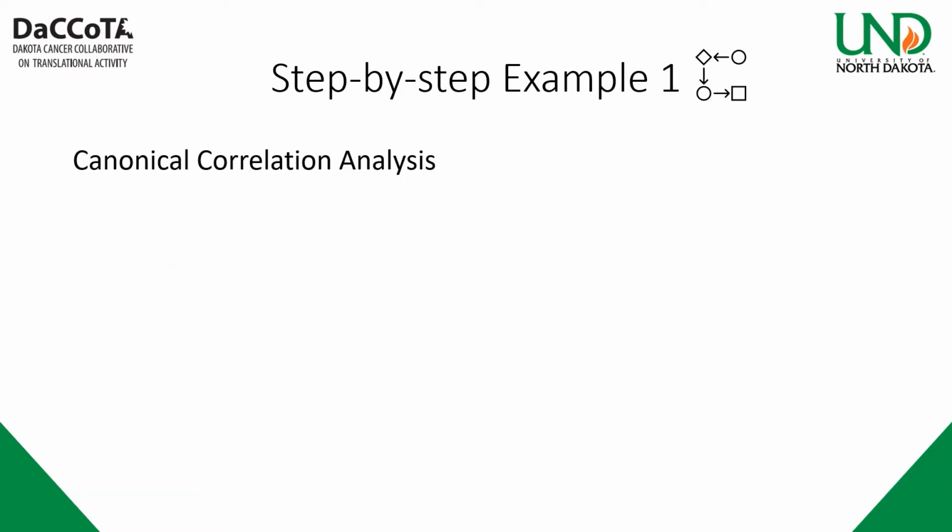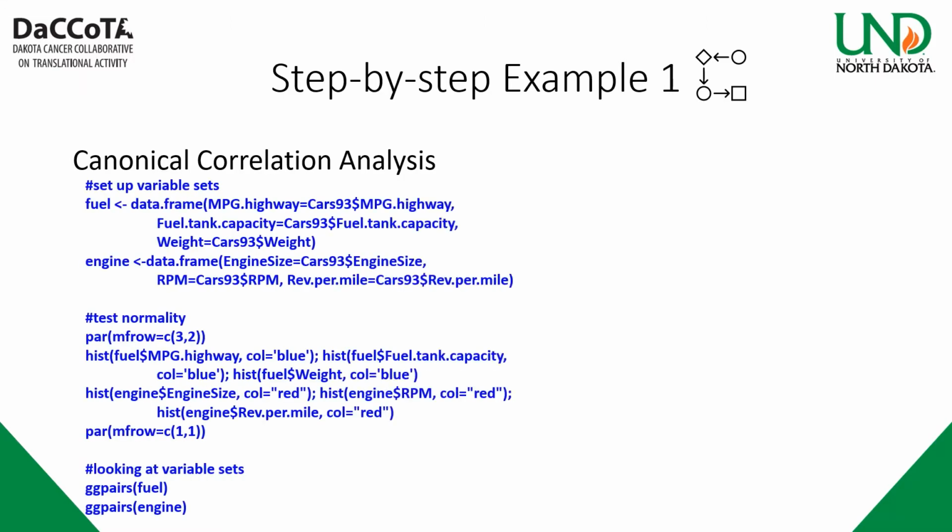So let's get going with canonical correlation analysis. We want to set up our variable sets. Remember, we're going to essentially have a U matrix and look at that compared to a V matrix, because this is symmetric. We don't have any sort of a priori thinking of Y and X. So we're going to create a data frame for fuel, which includes miles per gallon, fuel tank capacity, and weight. And then one called an engine data set, which has engine size, RPM, and revs per mile.